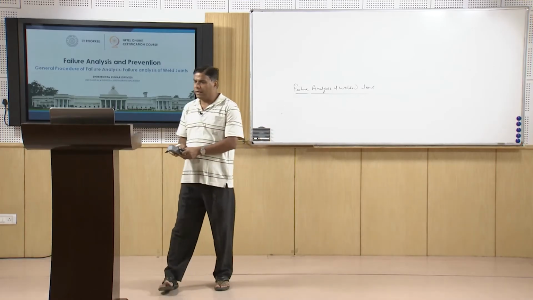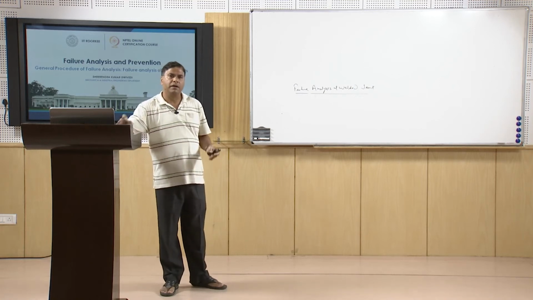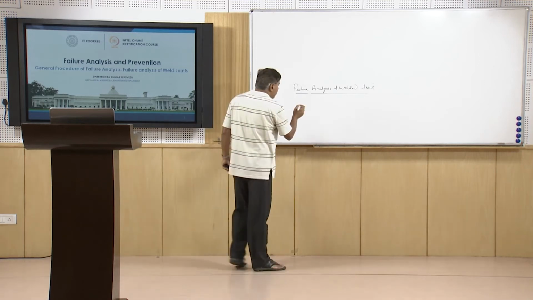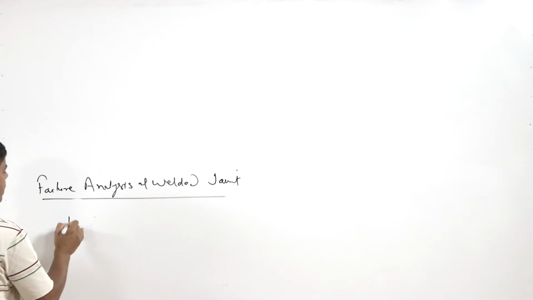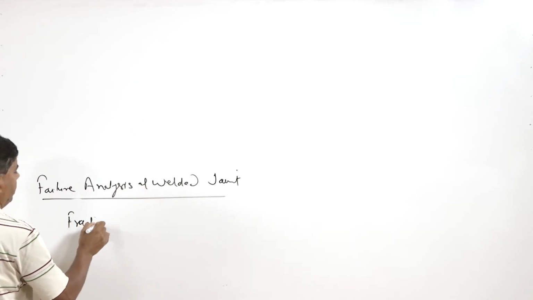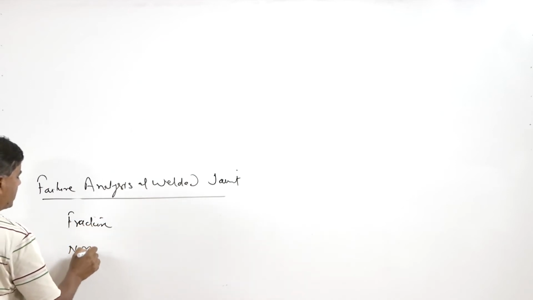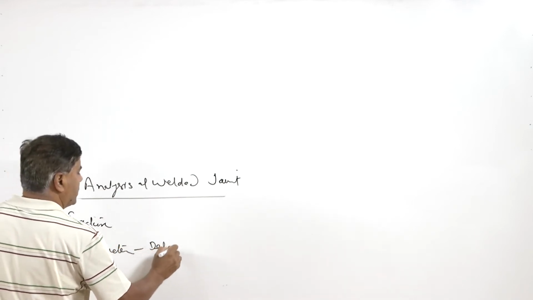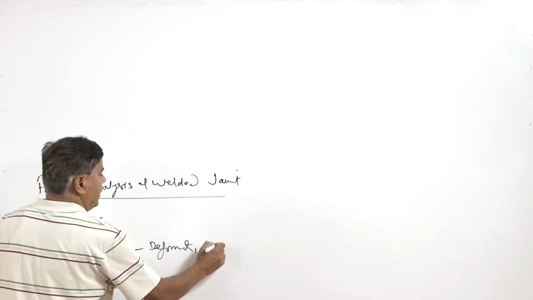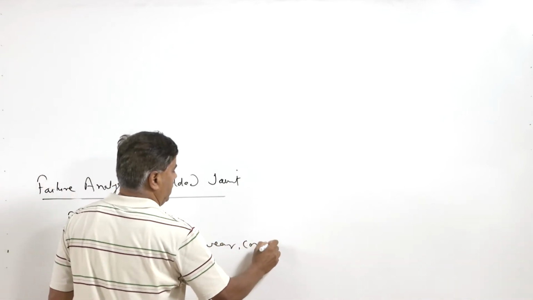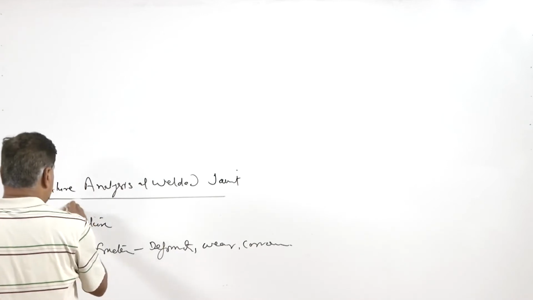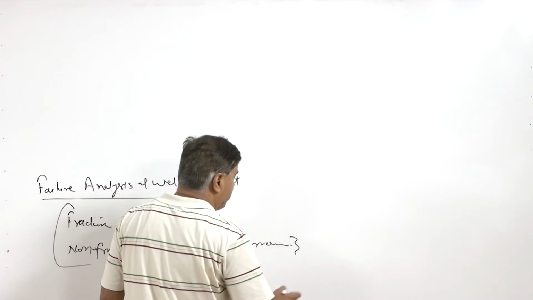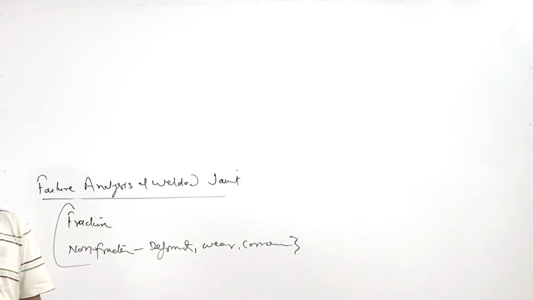So, as I have said, there can be different broader mechanisms by which failure can take place. One category is fracture, and the non-fracture failures are another category, which involves deformation, wear, corrosion, etc. The approach for both would be different as far as the further examination is concerned.